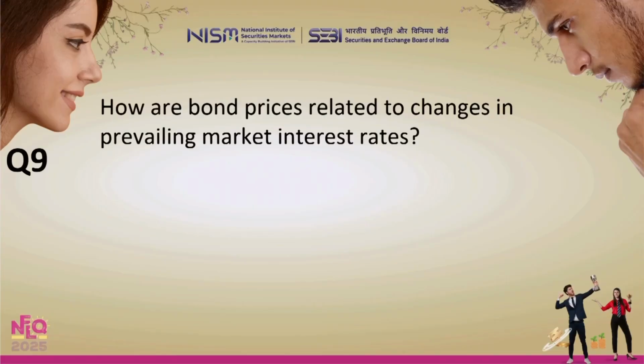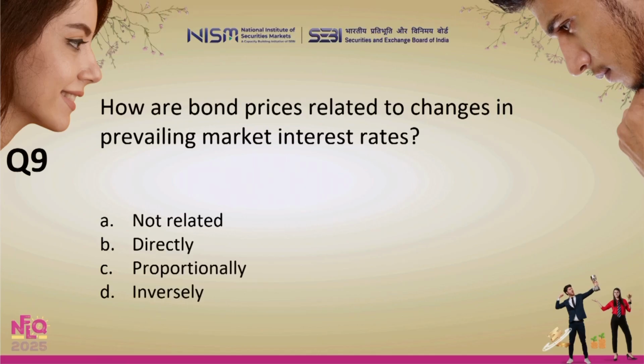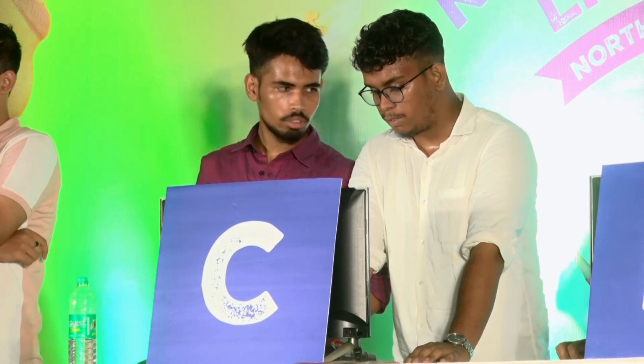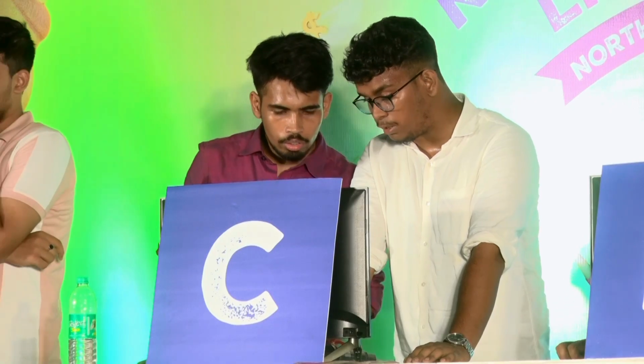Arya Vidyapeeth College, your question. How are bond prices related to changes in the prevailing market interest rates? Are they not related to each other? They don't affect each other? Is it directly proportional or directly related? Is it proportionally related or is it inversely related? Team C. When you look at bond prices and changes in prevailing market interest rates, how do they move?